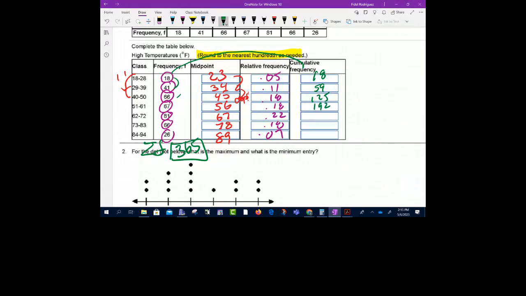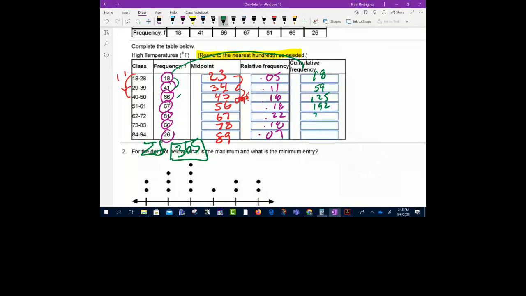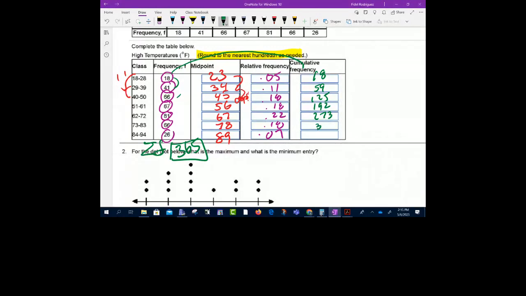Okay. And then from 192, we're going to add what, 81? And that's going to give us 273. And then from that, we're going to add what, 66? And that's going to give us 339. And then if we add that other 26, shouldn't we get 365? Because that's how many days we had in total. And there we go.